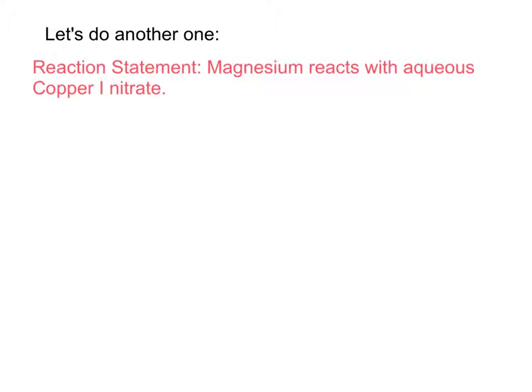Now let's try a different one. Okay. So here, let's take magnesium reacts with aqueous copper 1 nitrate. Now copper 1 means that it only has a +1 charge. Nitrate, we know, is a polyatomic ion. It has a -1 charge.